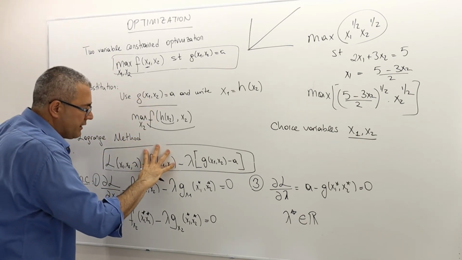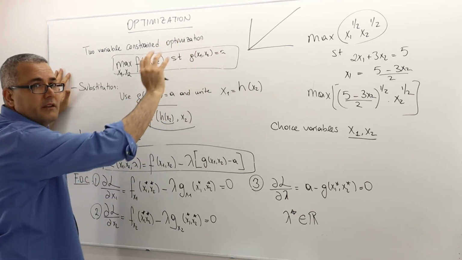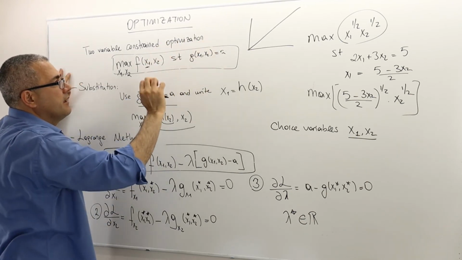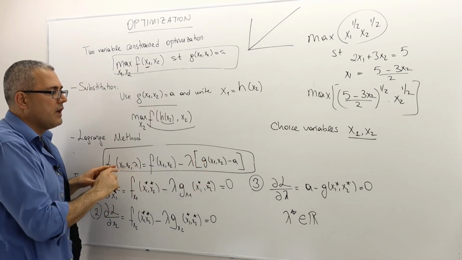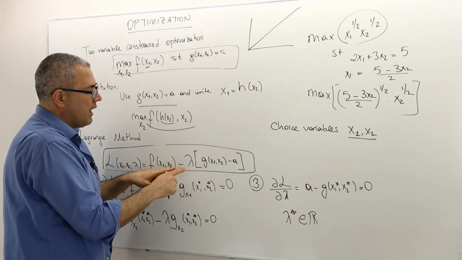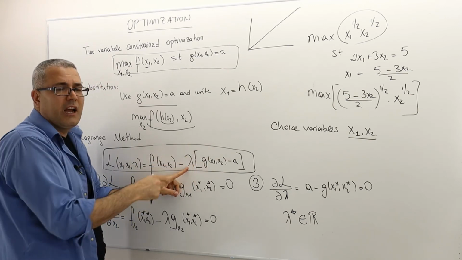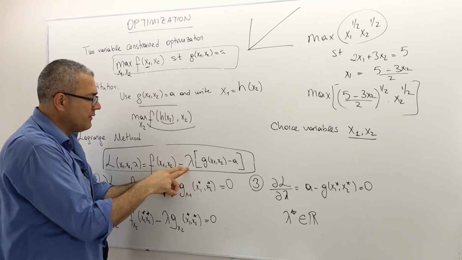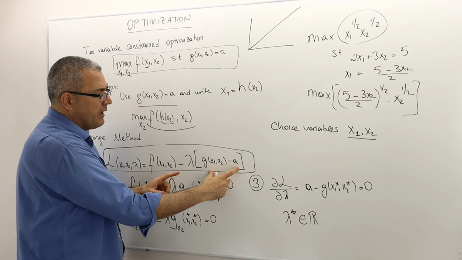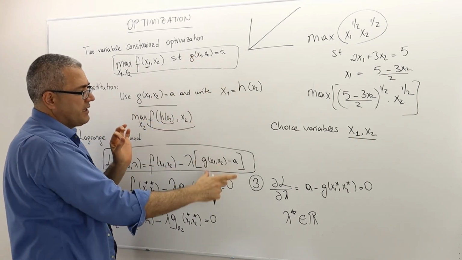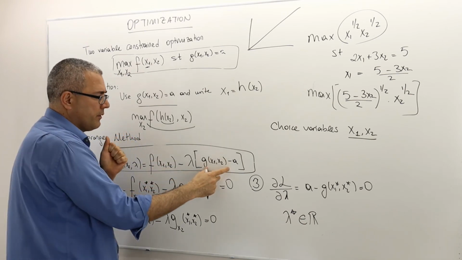This is my objective. I want to maximize it. But I don't want to violate this constraint. If I violate it, I'm going to punish myself in my new objective. How does this punishment work? I multiply it by some lambda, which measures how much I care about this punishment. And then g minus A, the constraint, is the punishment coming from the constraint.